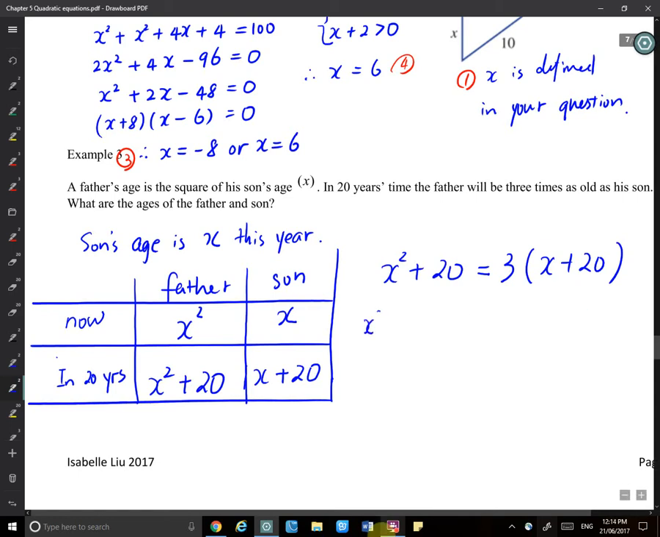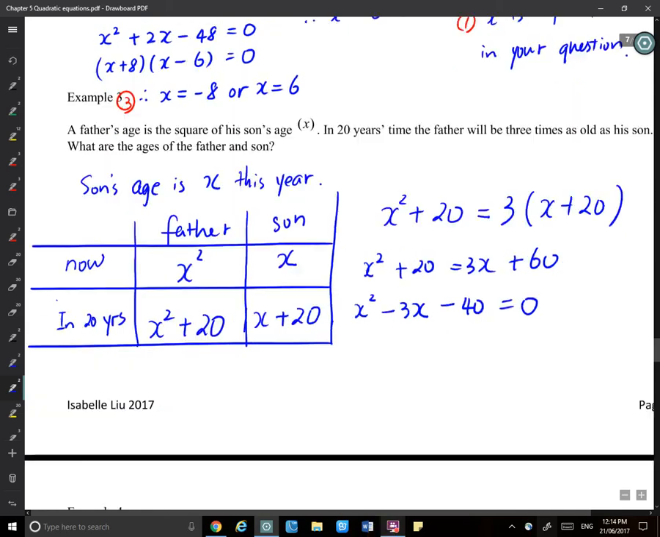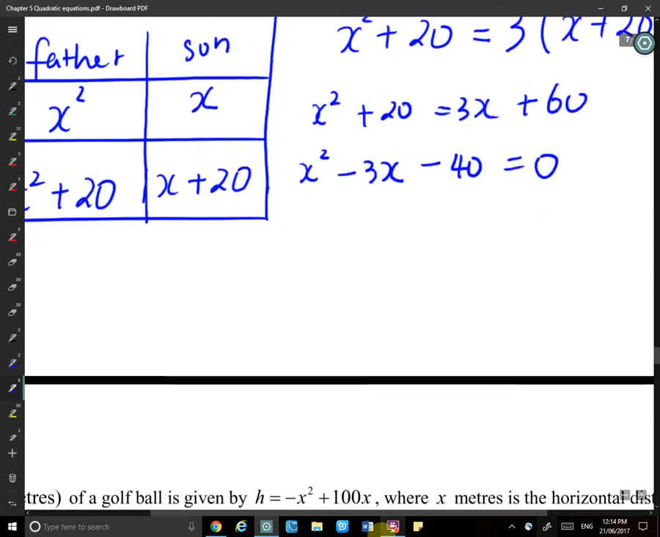Therefore, we have x squared plus 20 equals 3x plus 60. x squared minus 3x minus 40 equals 0. Okay, what's the factor?